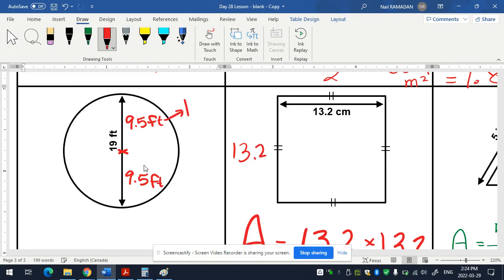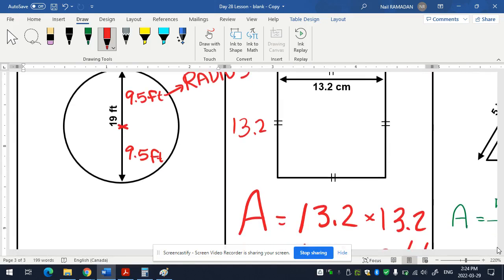Each one of those is a what? A radius. Thank you. Okay, who remembers the equation for area of a circle? Yes. This time you don't start with the 2. You keep the 2 till the end as a power. So you start with 3.14 times 9.5 to a power of 2.